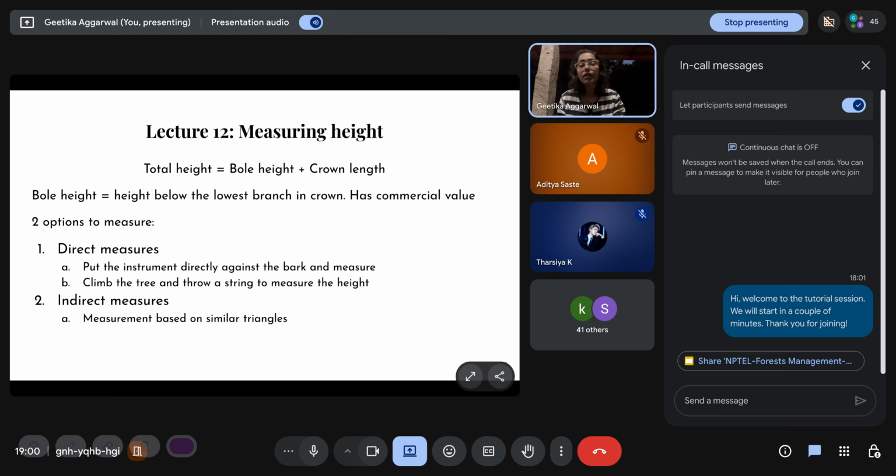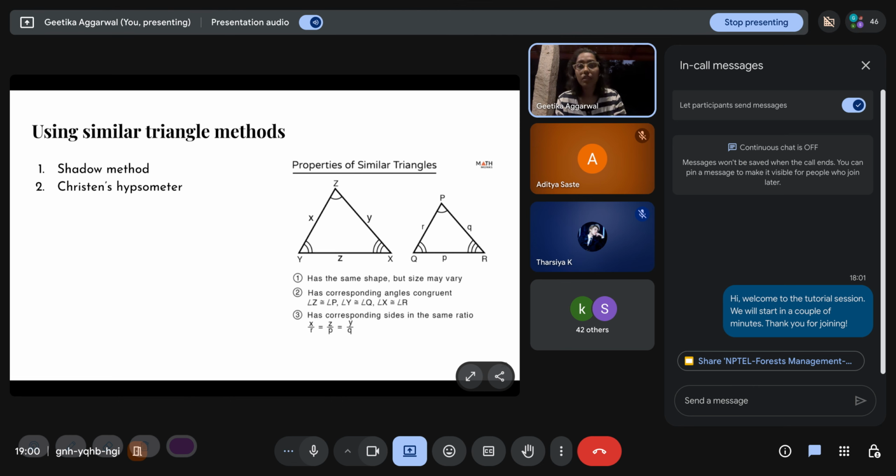We'll refresh it here. But yeah, for indirect measurements, you either use the maths of similar triangles or you use trigonometry. Okay, so this is all about measuring height. And how do you use similar triangles? So this is a small refresher of what similar triangles are.